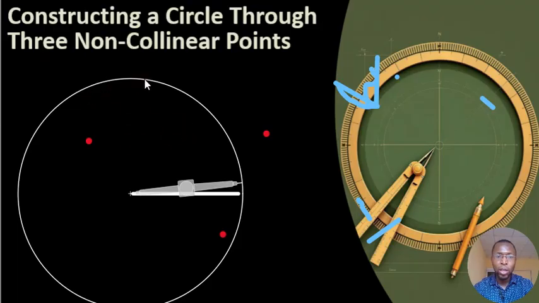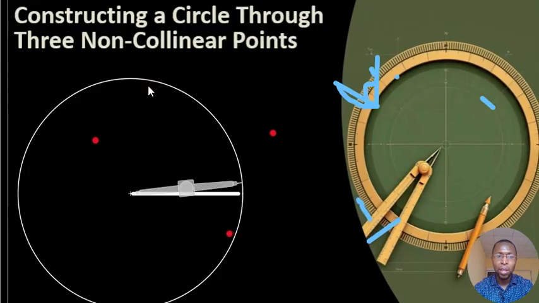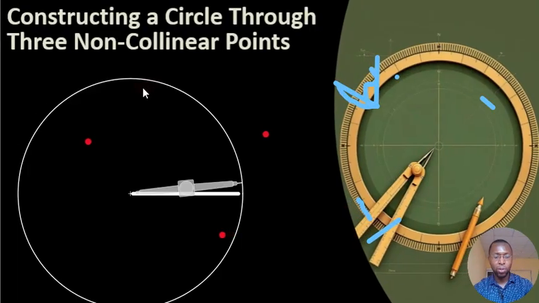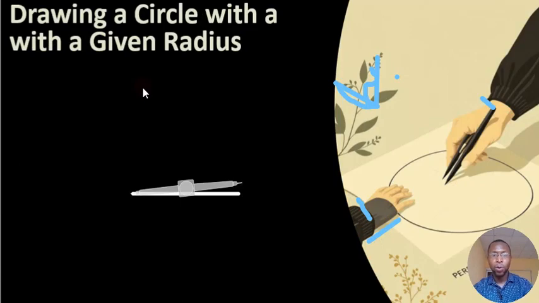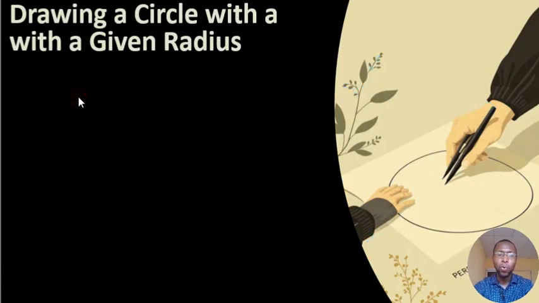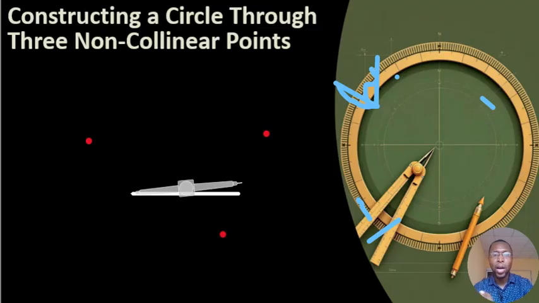So in another case, we can be given another scenario whereby we will be asked to draw a circle given 3 non-collinear points. These are the points. They are called non-collinear points because the points are not on a straight line.